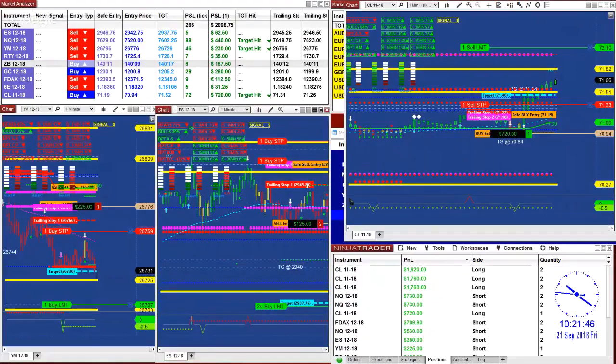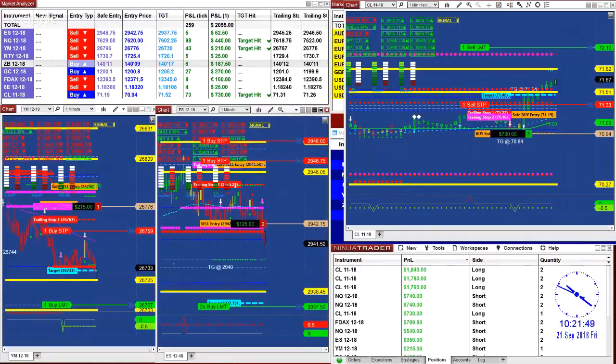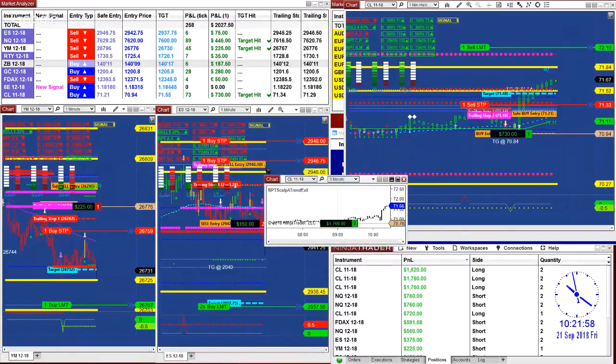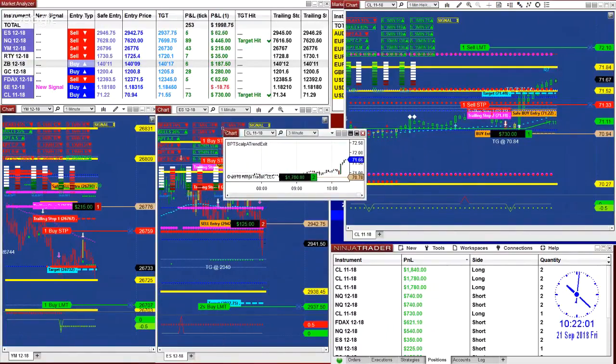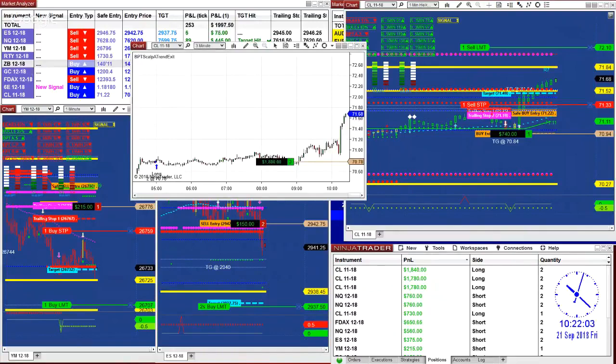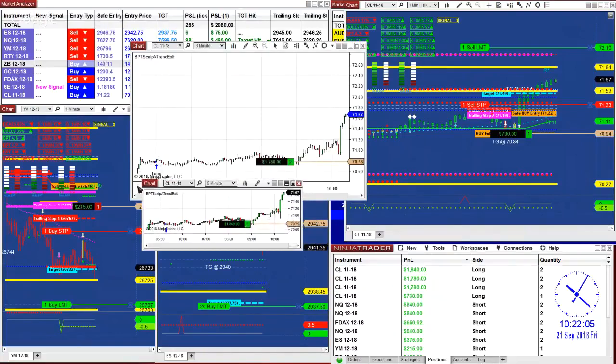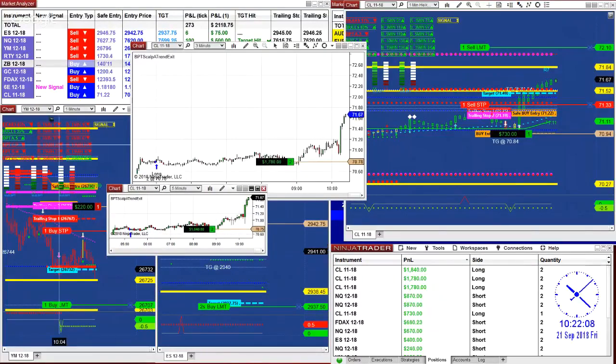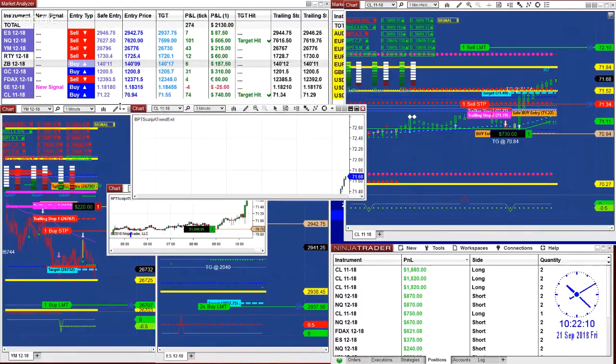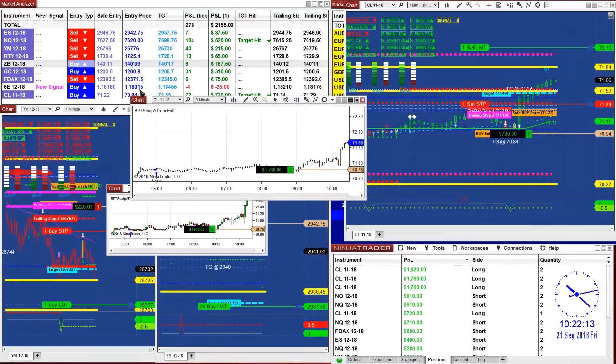We have one trade on the CL with the swing trading, 1,800. Which one is that? All the CL, let me show you something. When the market is moving, the market is moving. There is a new signal on the 6E. Buy entry 83.15, target 84.55.